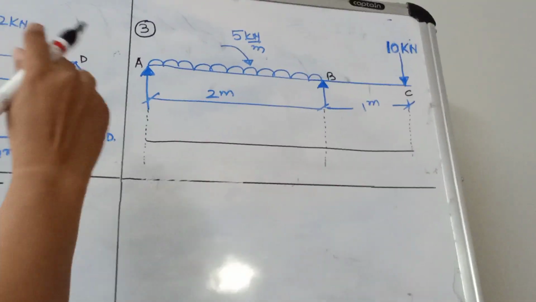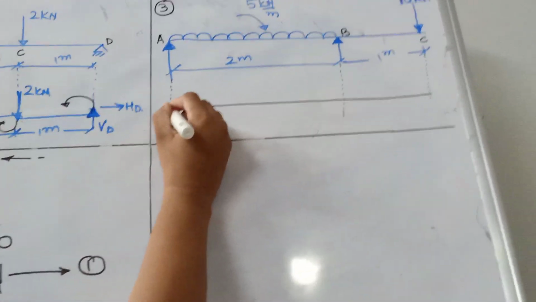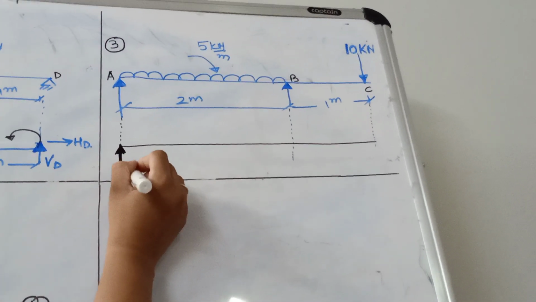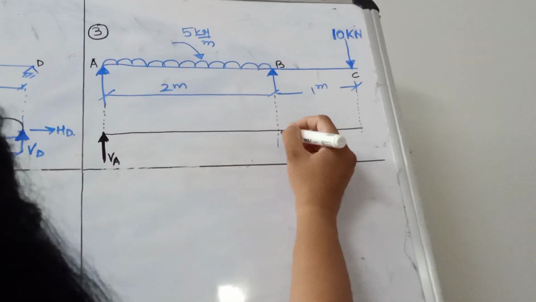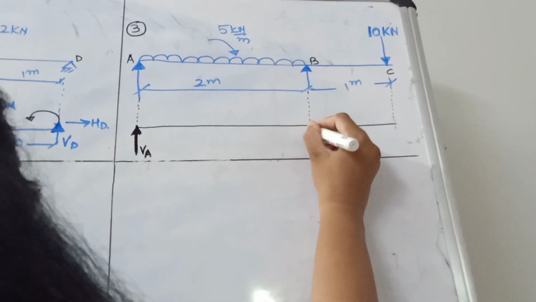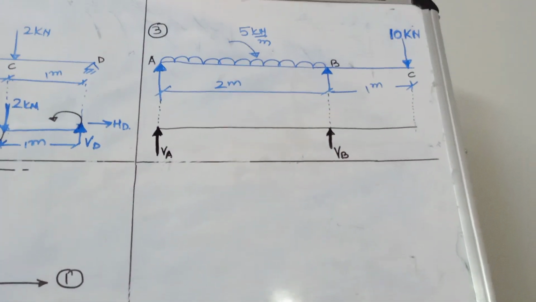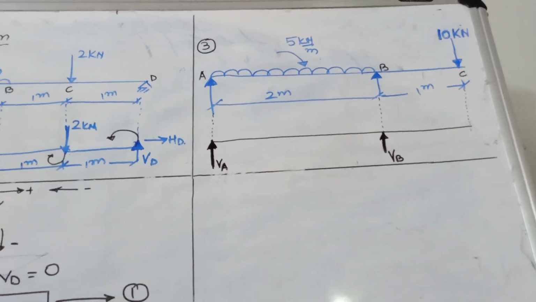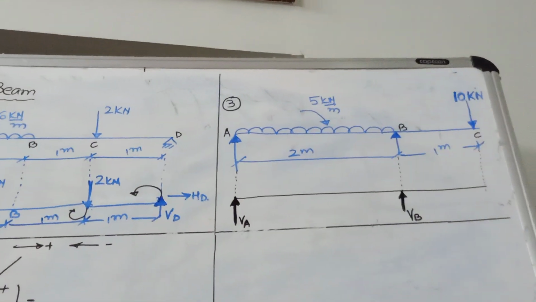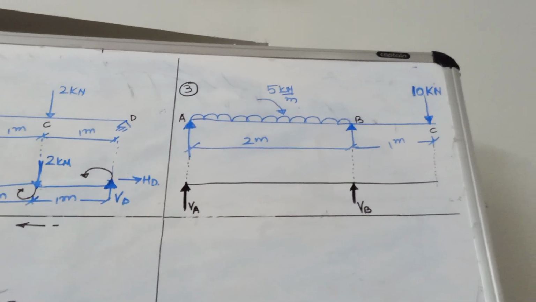At A it is a simple support, so we assume the reaction in the upward direction positive, that is VA. Over here we assume positive direction, that is VB. And UDL. What is the formula to convert UDL in terms of point load? UDL multiplied by length. What is UDL? 5. What is the length on which it is acting? 2 meter. So 5 into 2, that is 10 kilonewton.